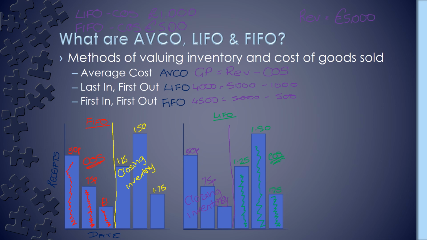So you can see that because with LIFO our cost of sales is based on our newest receipts of goods, our cost of sales is going to be higher and will therefore reduce our profit. Under FIFO, our cost of sales is our oldest goods, so our oldest prices, and therefore our cost of sales will be lower and increases our gross profit.